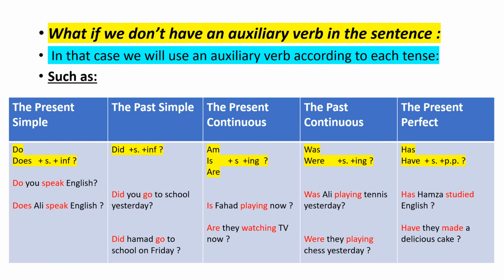Okay, what about the second tense? The past simple, as you studied before. If you want to ask a question using the past simple, you can say did plus subject plus infinitive verb. Like this. Did you go to school yesterday? You can say yes, I did, or no, I didn't.